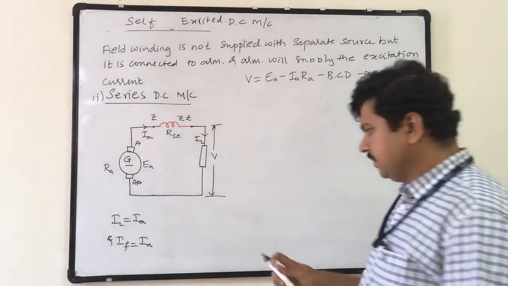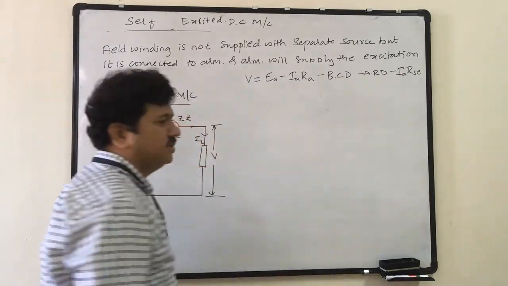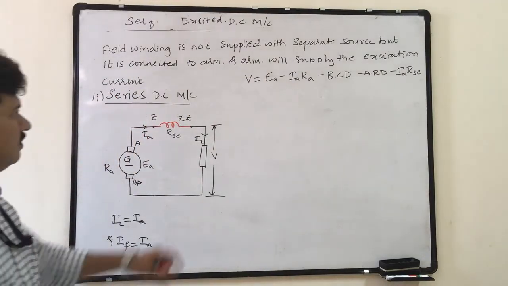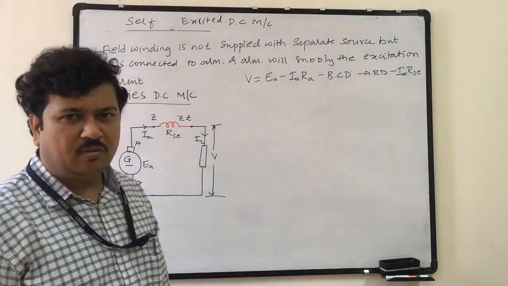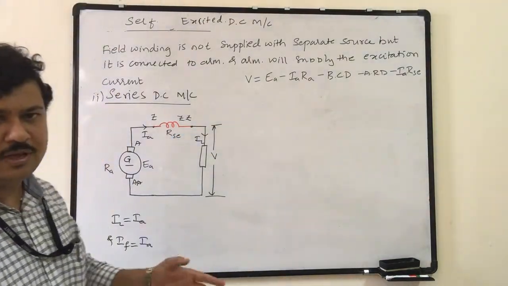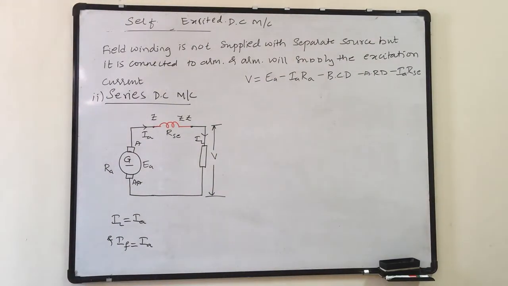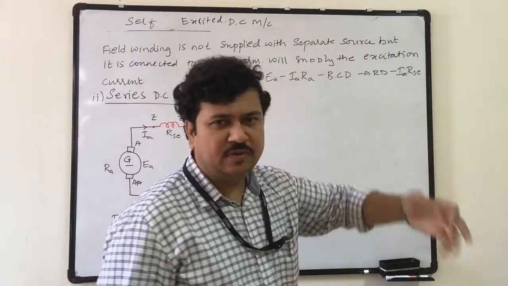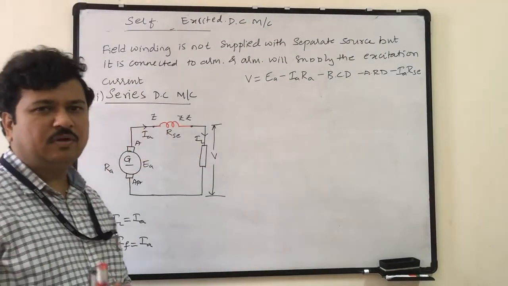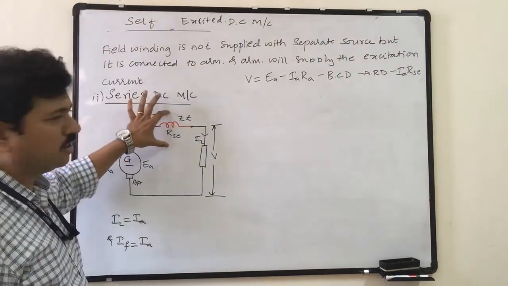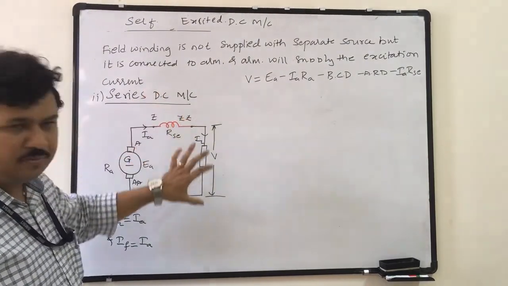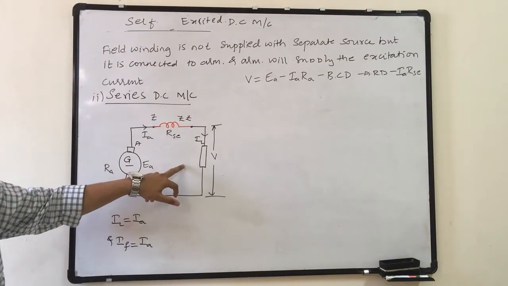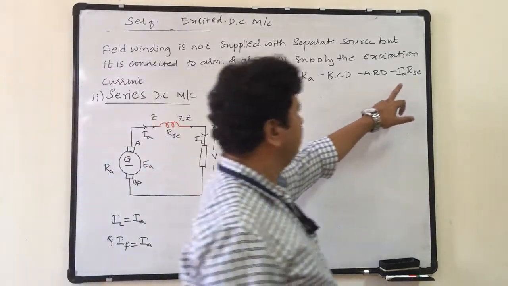Now tell me, what should be the value of IA into RSE? Should it be very large or very low? From the equation for V, what should be the value of IA into RSE? Definitely it should be low. Now what happens if IA RSE is very large? Then most of the voltage generated by the armature will be dropped across the series field. Then the voltage available across the load is minimal. It may not be sufficient to drive the load even. So therefore my IA into RSE should be low.